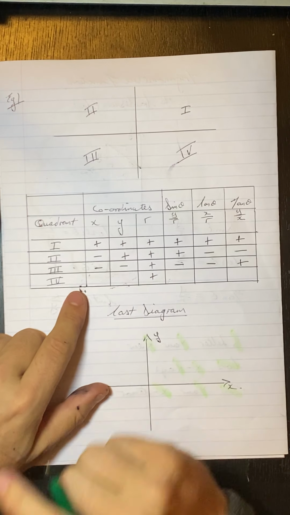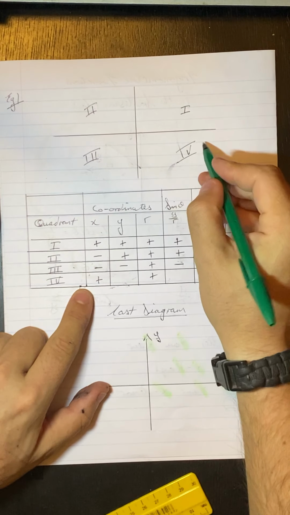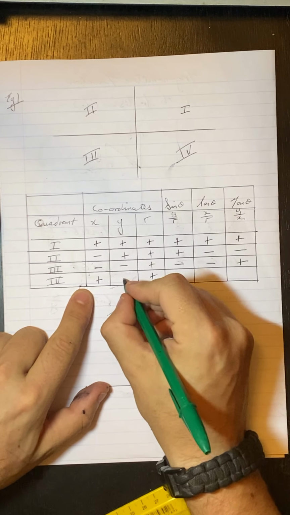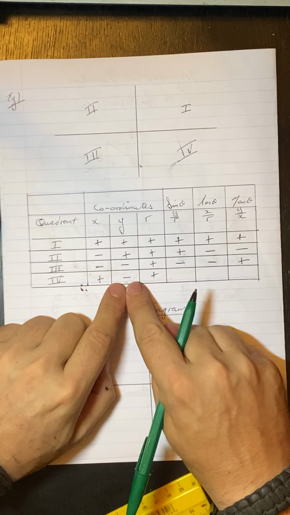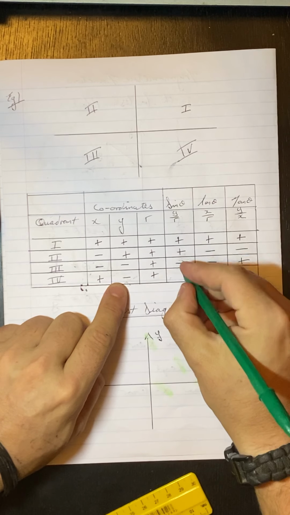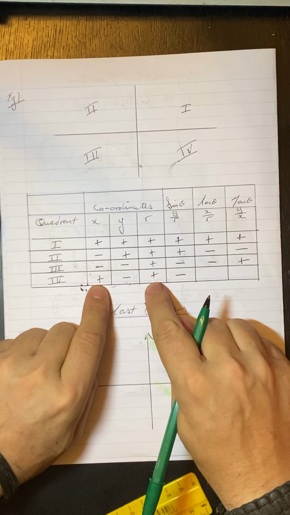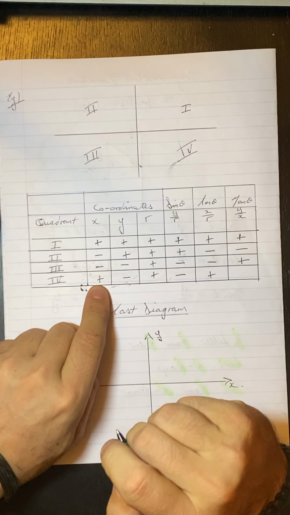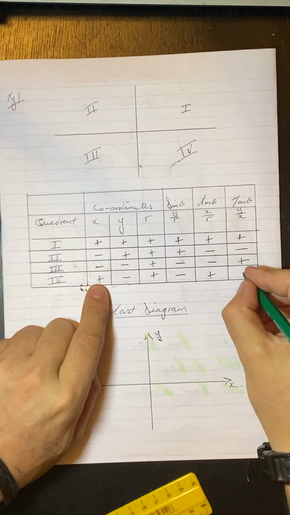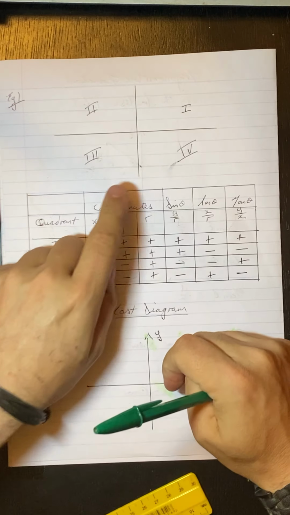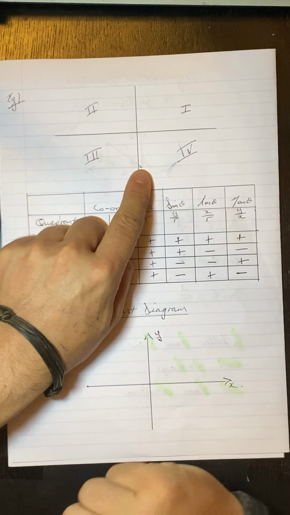Let's move on to the last quadrant. Our x values in this quadrant are positive. Our y values in this quadrant are negative, and r is positive. So sine is y over r, so we have a negative divided by a positive is a negative. Cos is x over r, so we have a positive over a positive is a positive. And then tan is y over x, so we have a negative over a positive, which gives us a negative. So that means in quadrant 4, sine is negative, cos is positive, tan is negative.